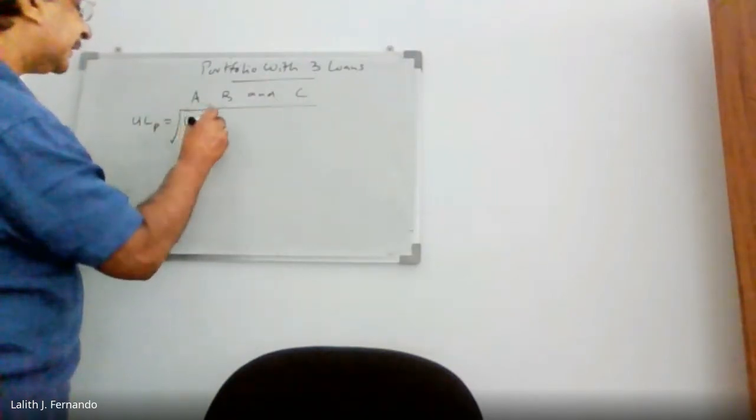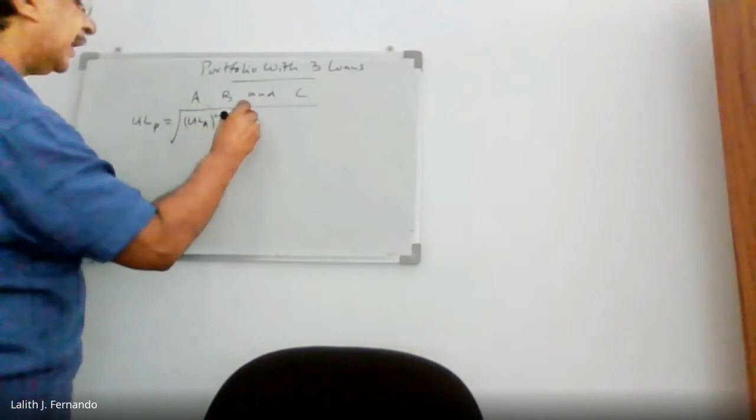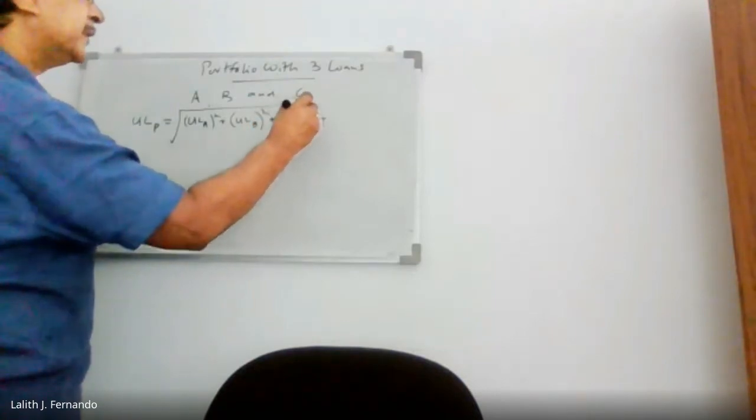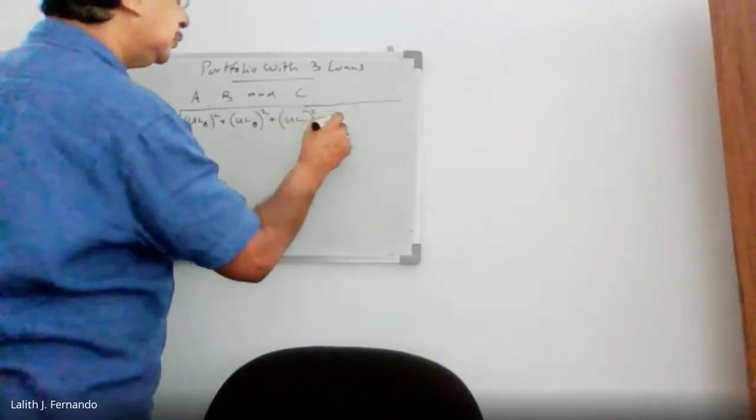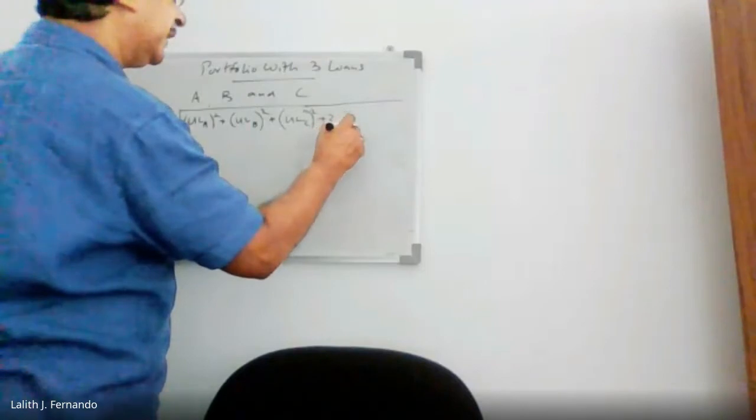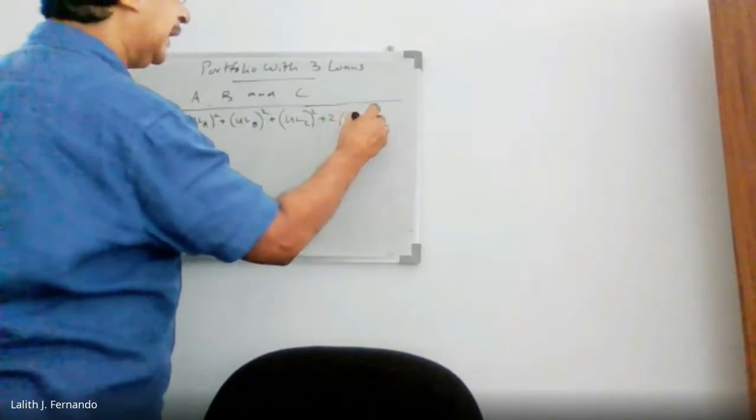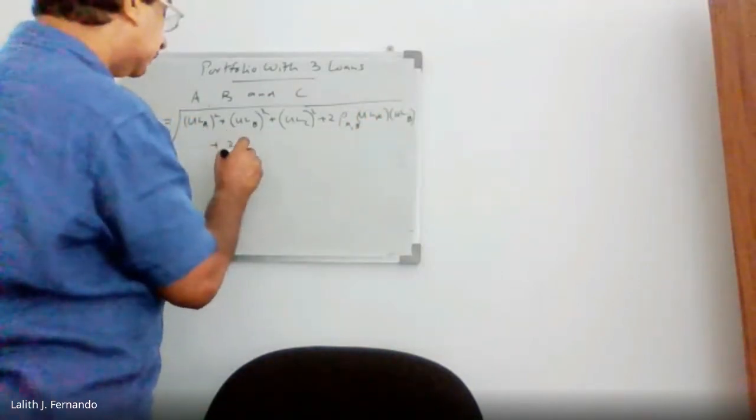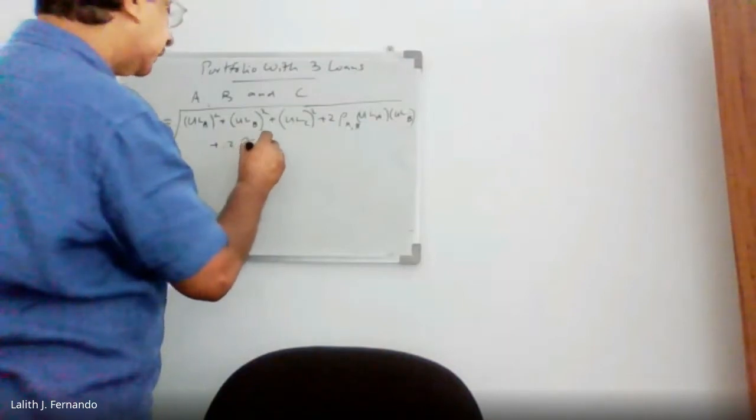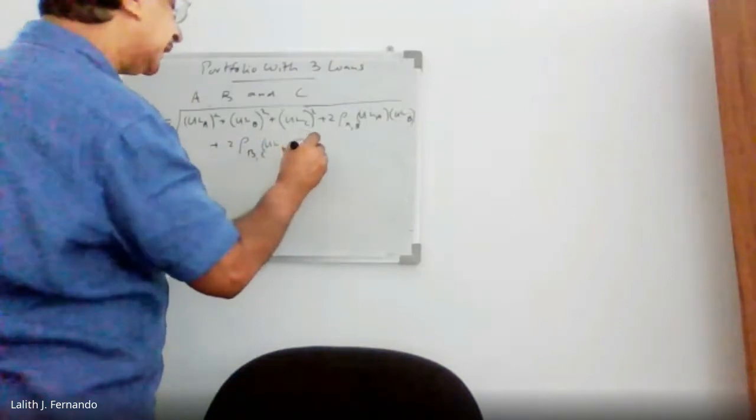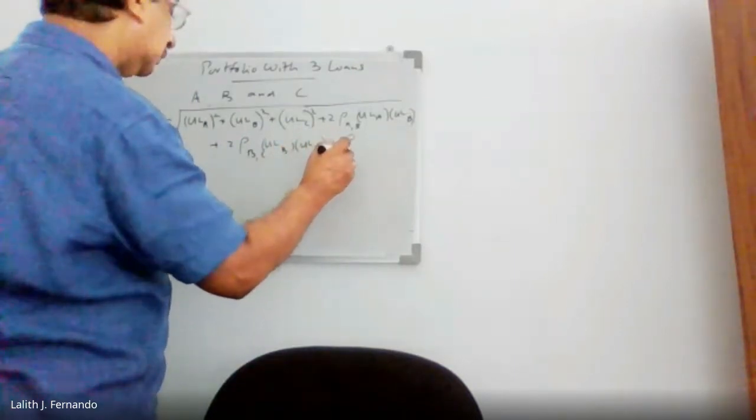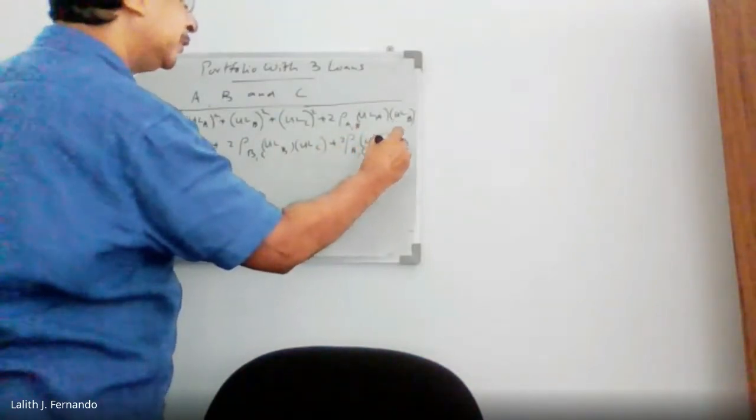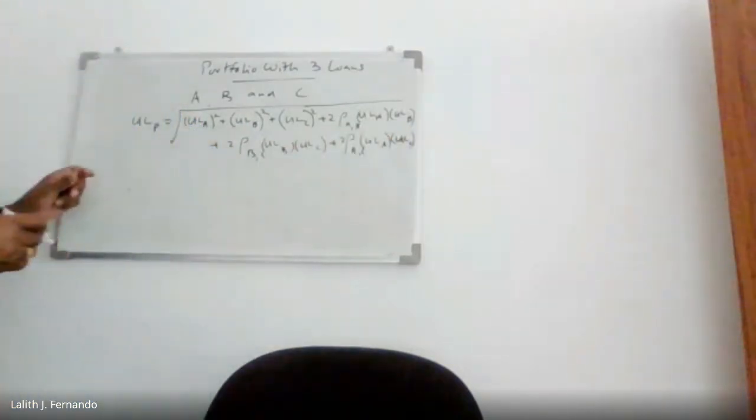ULA squared plus ULB squared plus ULC squared plus 2 rho AB ULA ULB plus 2 rho BC ULB ULC plus 2 rho AC ULA ULC. So this is the formula.